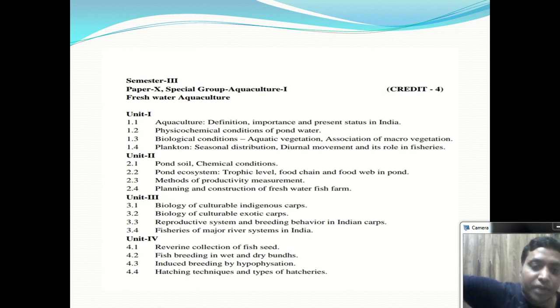Because when we are going to construct the pond, the water holding capacity of that soil is very important. So the detection of soil is very important.